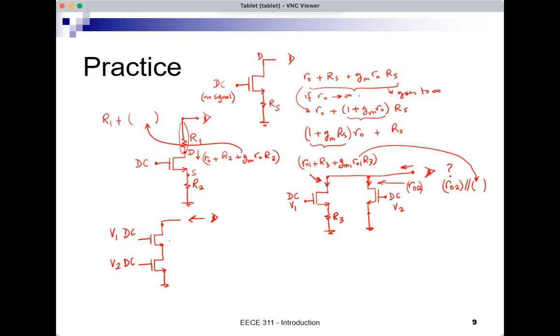And let's call this MOSFET 1 and this MOSFET 2. So what is the resistance that I will see for such a circuit with two MOSFETs? And they both have some DC voltage at their gates. And I'm looking into the drain of M1, which is kind of above M2. So what do we see in this case?